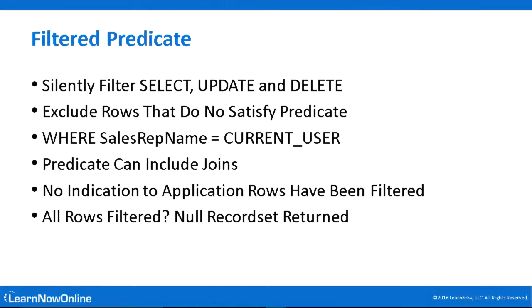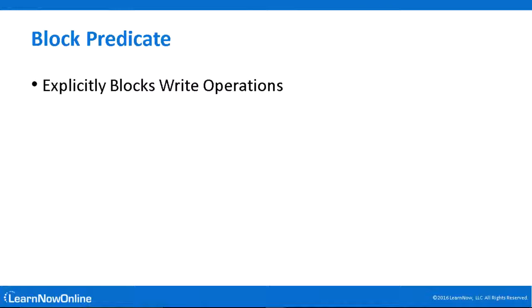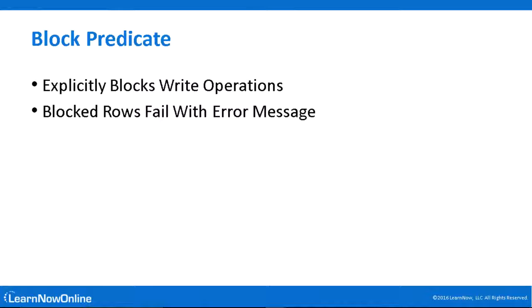Block predicates are a little different than the predecessor. They affect write operations like update and delete, even though a select is needed to retrieve the data for the update or delete. The block predicate will fail the operation with an error message. The application will have to handle the returned error to the user.